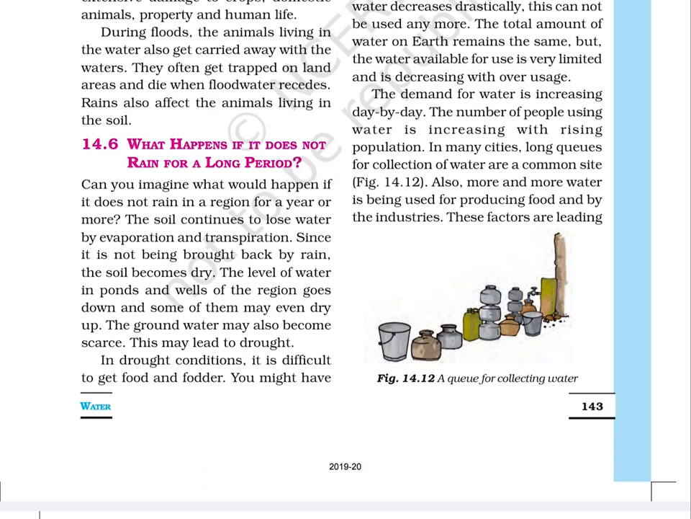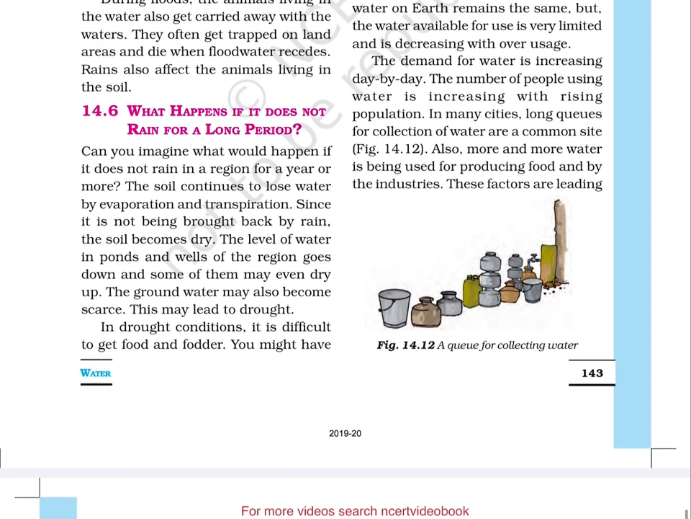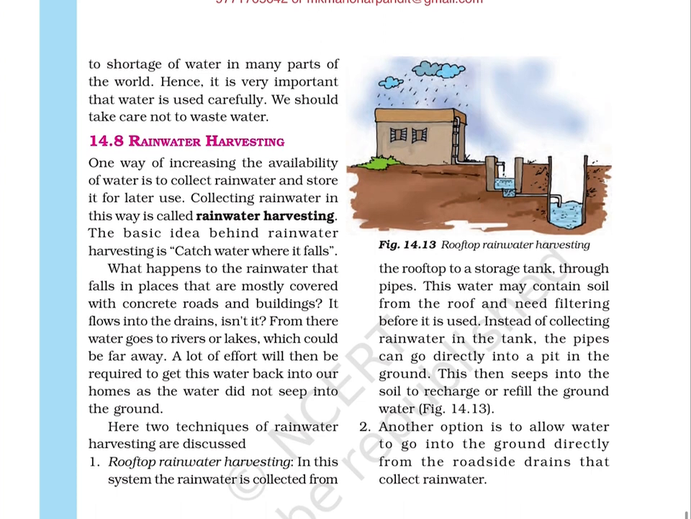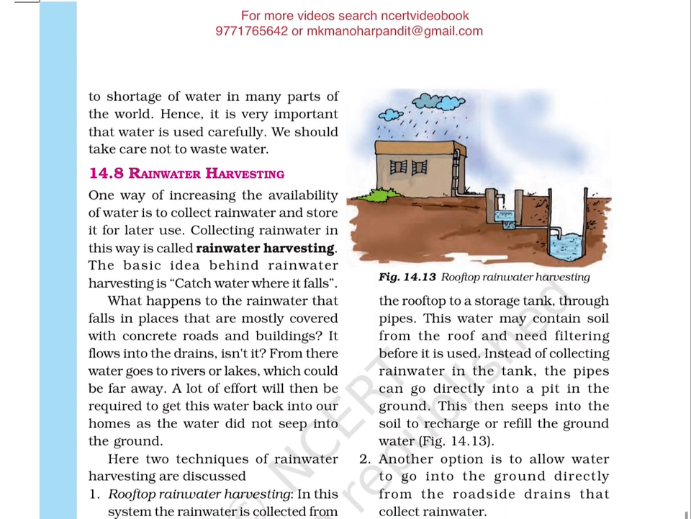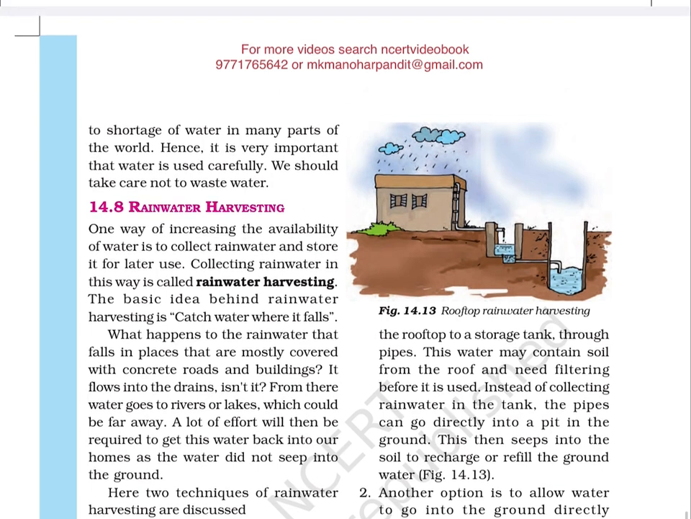Figure 14.12. Also, more and more water is being used for producing food and by the industries. These factories are leading to shortage of water in many parts of the world. Figure 14.11 shows a scene of a flooded area. Figure 14.12 shows a queue for collecting water. Page 144. Hence, it is very important that water is used carefully. We should take care not to waste water.